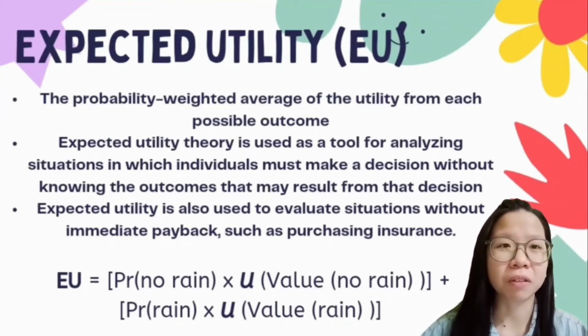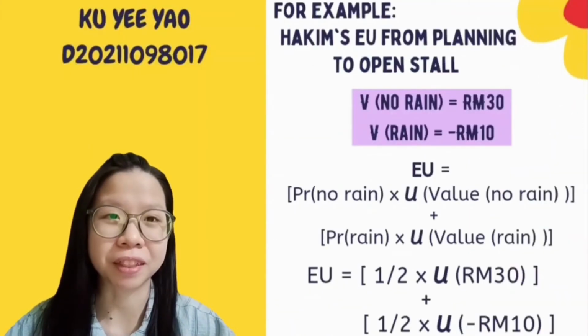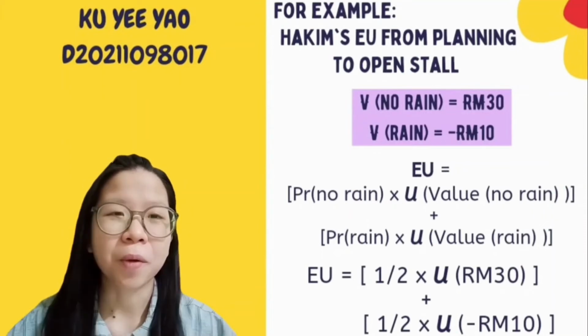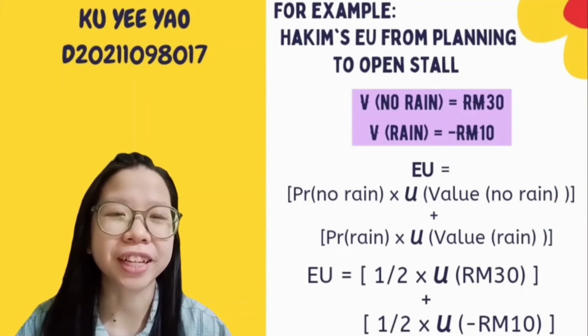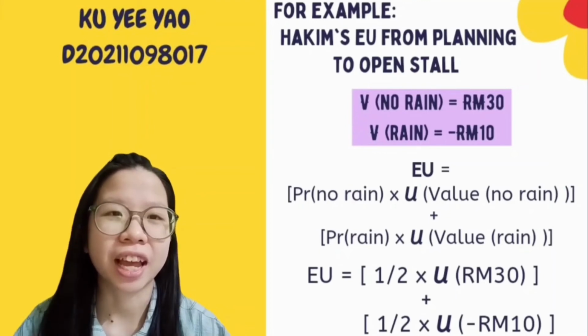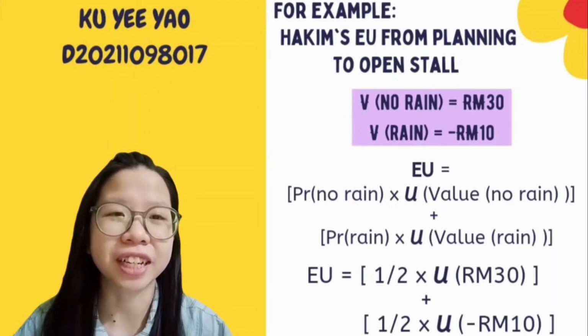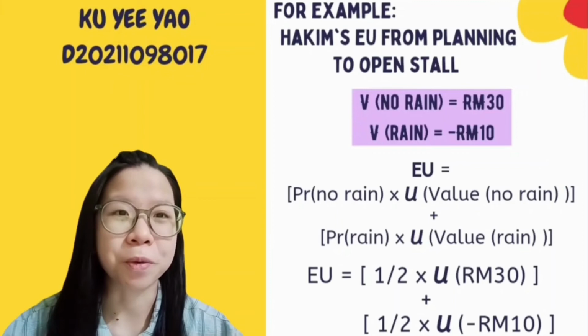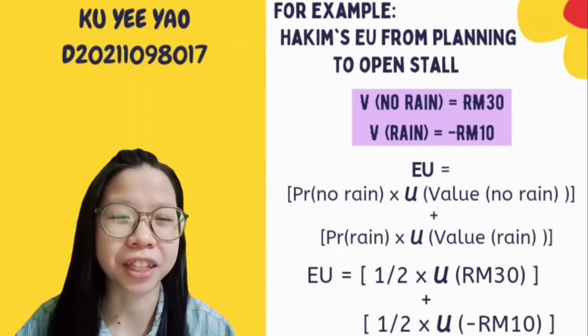The formula of the EU is the probability of no rain times U of the value of no rain, plus the probability of rain times U of the value of rain. Now we look at an example: Hakim's EU from planning to open a store. Value of no rain is RM30 and value of rain is negative RM10. Now we use the formula of EU to calculate the EU.